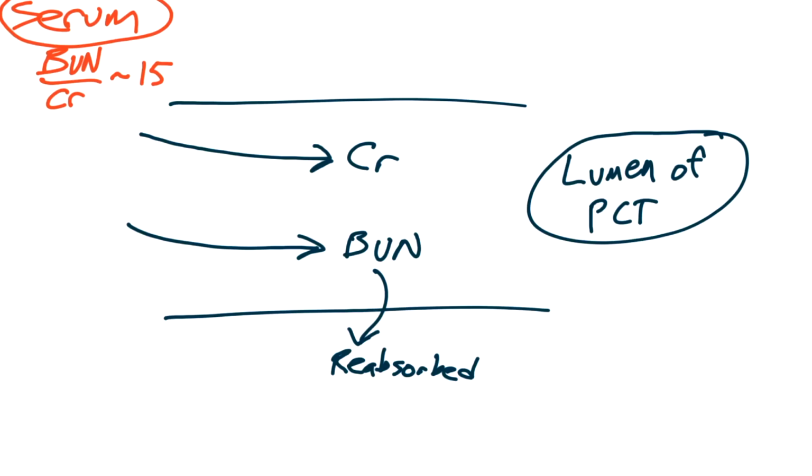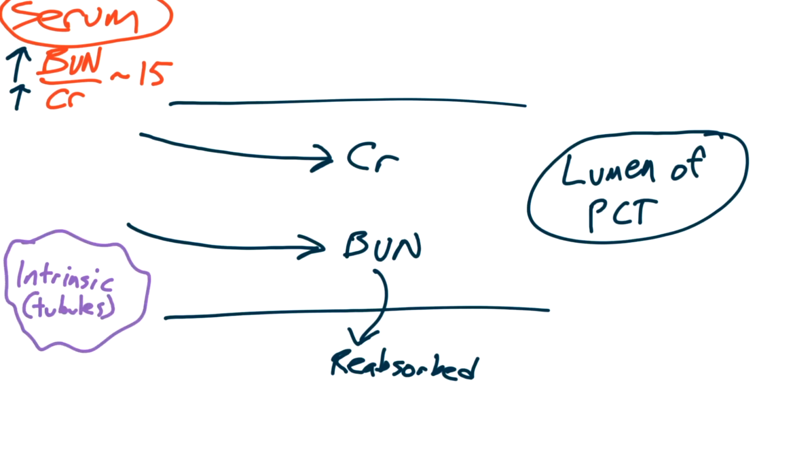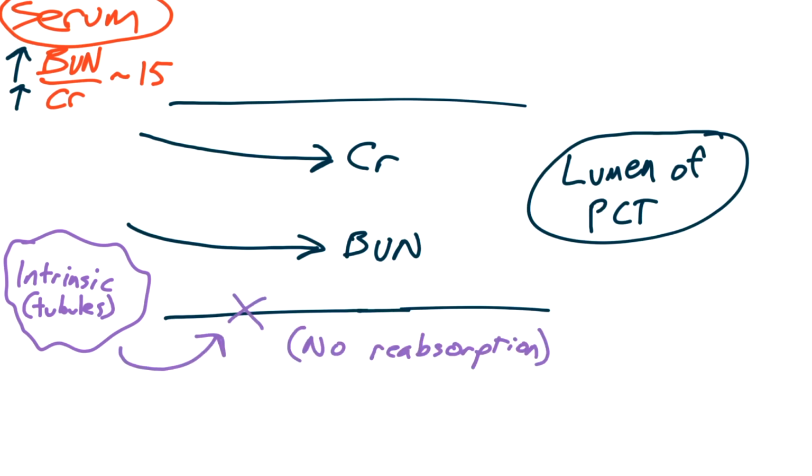Just like before, acute kidney injury causes the serum BUN and creatinine to both increase. However, intrinsic acute kidney injury, more specifically tubular intrinsic injury, means the tubules are damaged, so they can't reabsorb. So I'll erase this reabsorption line from BUN. And if some BUN is normally reabsorbed, but now it's not, then serum BUN will rise, but not as much as it would if the tubules were working. So this makes the serum BUN to creatinine ratio less than 15.